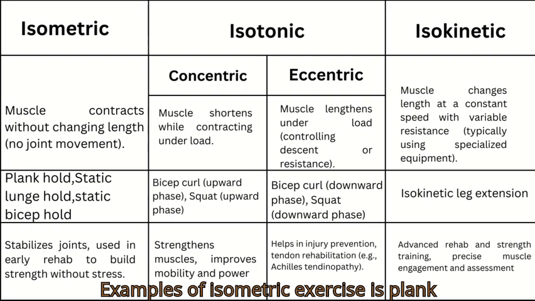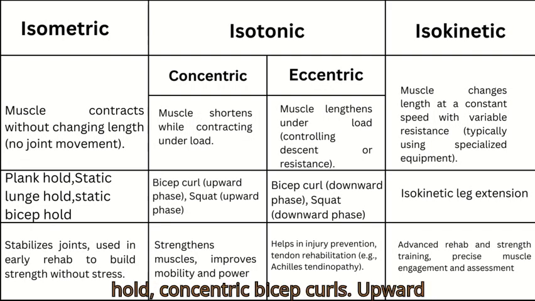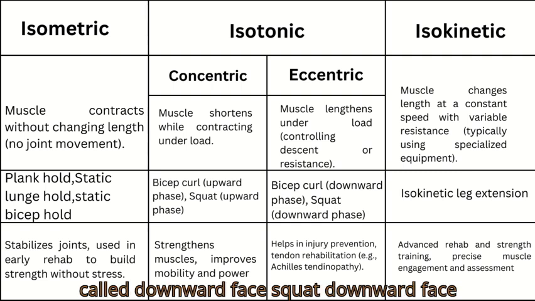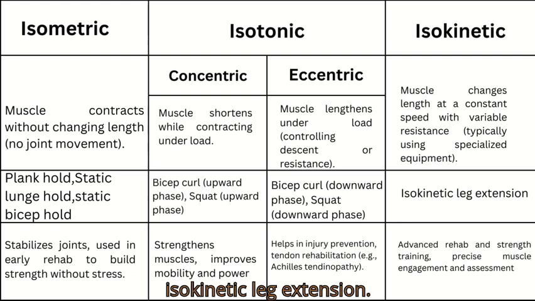Examples of isometric exercises: plank hold, static lunge hold, static bicep hold. Concentric: bicep curls upward phase, squat upward phase. In eccentric: bicep curl downward phase, squat downward phase. Isokinetic: leg extension.